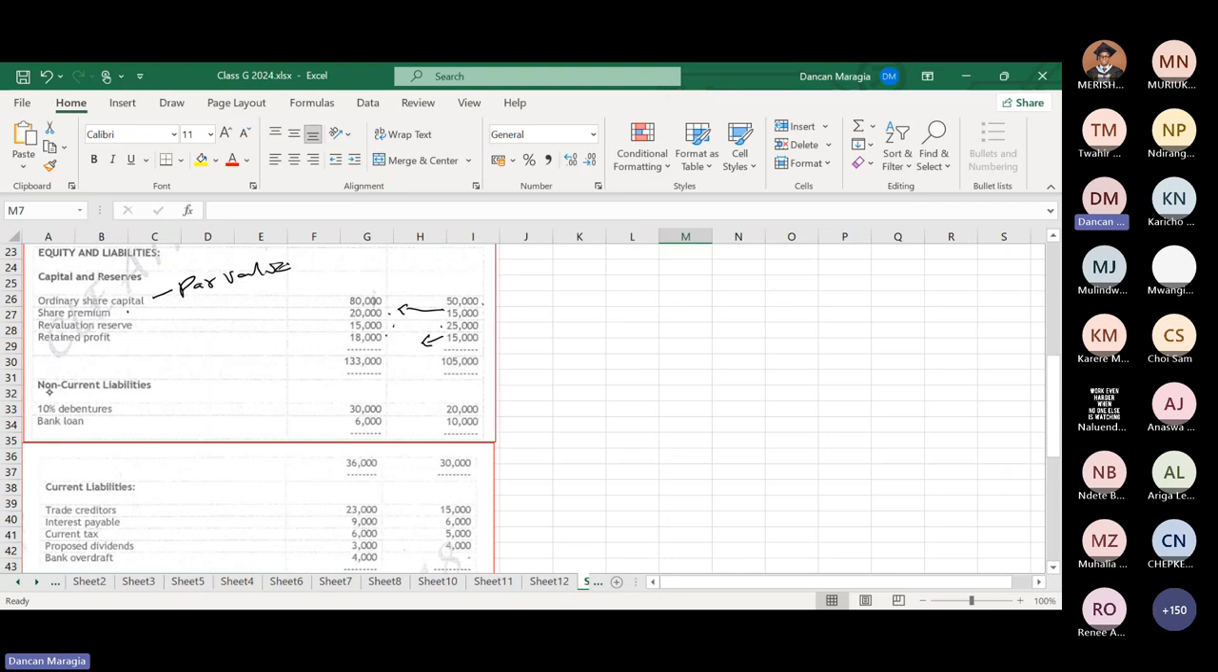Non-current liabilities, we have two non-current liabilities. 10% debentures. Last year were 20, this year 30. It means there is an increase of how much in long-term loans? 10,000. So probably we received long-term loans, but we'll check the additional information to see if there is anything on that. But for the bank loan, last year you had 10 million. This year you have 6 million. What does that indicate? You paid off around 4 million. But we are going to check.